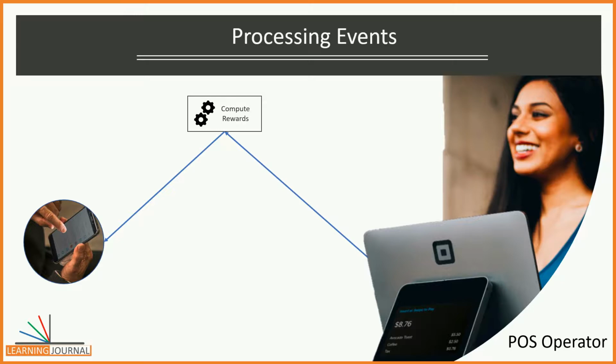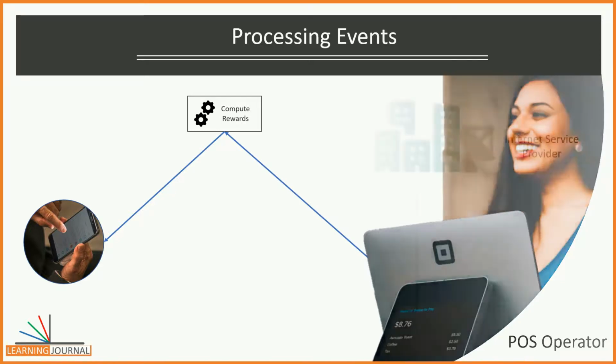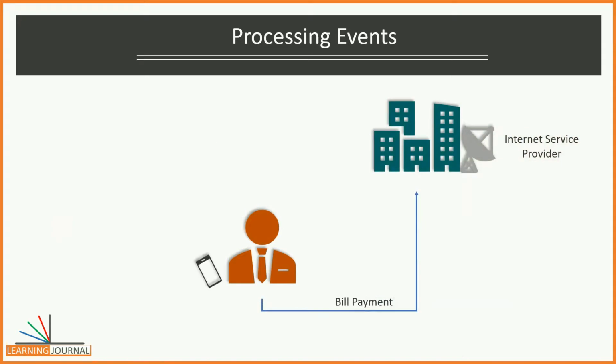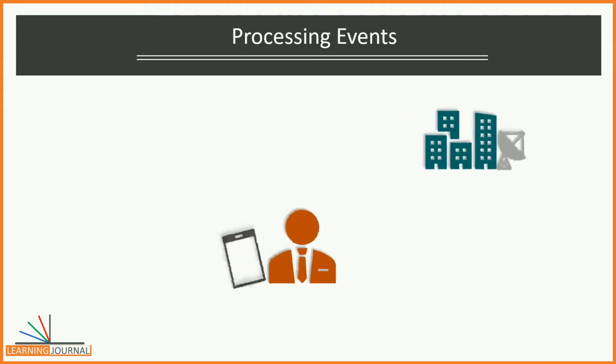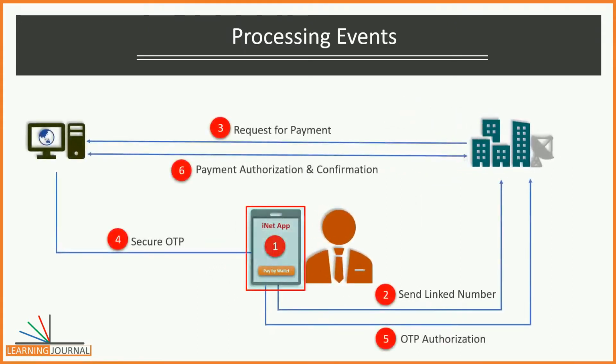Let's take another example from the payment industry. You want to pay bills for your internet. Your internet provider offers you an option to pay your bills using your mobile wallet. Have you done this yourself? Do you remember the steps? You would log into your iNet application and select the mWallet option to initiate the bill payment. In a typical case, the iNet would ask for your linked mobile number. Once you supply your cell number, the iNet would call the mWallet payment API.